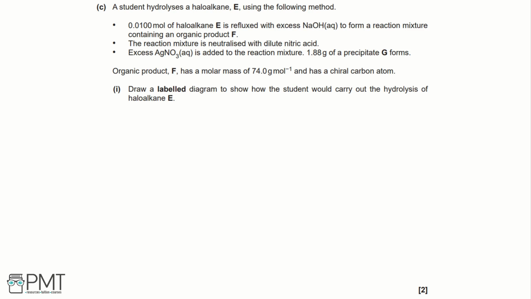Part 1. Draw a labelled diagram to show how the student would carry out the hydrolysis of haloalkane E. So the labelled diagram that they want is a reflux diagram. So here I've got a round bottom flask connected to a condenser. So this is what you're going to have to draw in this question. And then we need to add some labels.